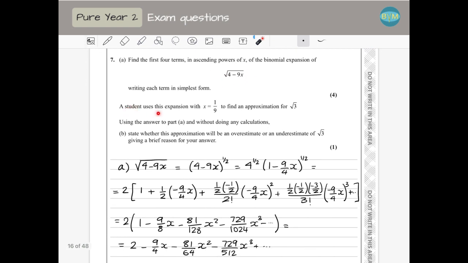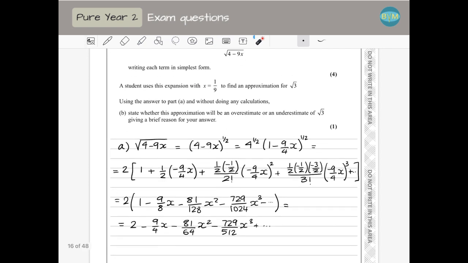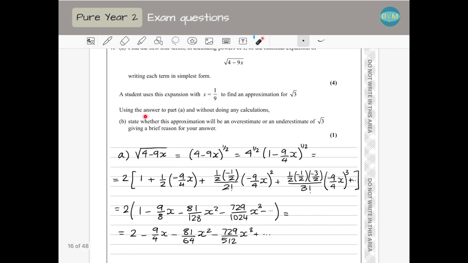Then a student uses this expansion with x equals 1/9 to find an approximation for root 3. Because when x is 1/9, 9 times 1/9 is 1, and 4 minus 1 is 3, so that's why we can use x equals 1/9. Using the answer to part a and without doing any calculations, we have to decide if it's an overestimate or an underestimate of root 3.